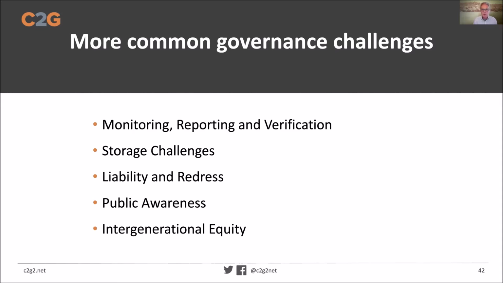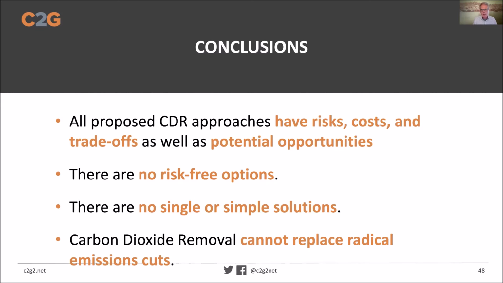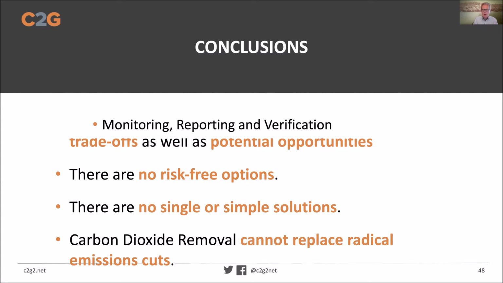Public awareness is, of course, a common governance challenge. How do we ensure that the public knows about it, can be part of the decision making, and so forth? And finally, intergenerational equity. I'm coming to my conclusions, which is basically repeating that all proposed approaches have risks, costs, and trade-offs, but also potential opportunities. And the challenge in governance is, how do you match this? What do you need to be able to make decisions in that space? There's absolutely no risk-free option with any of these approaches.